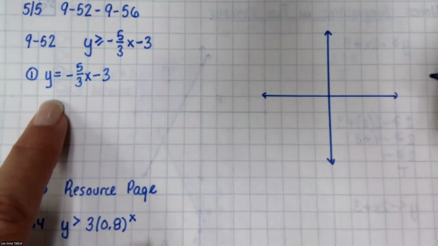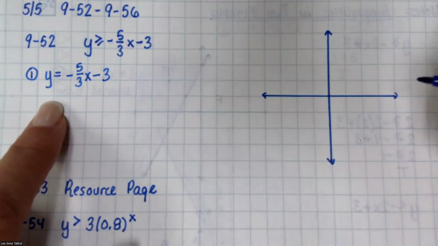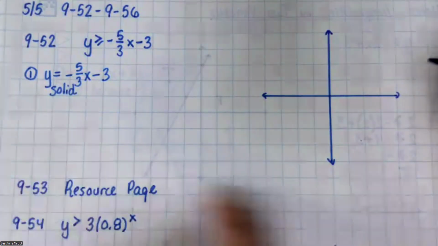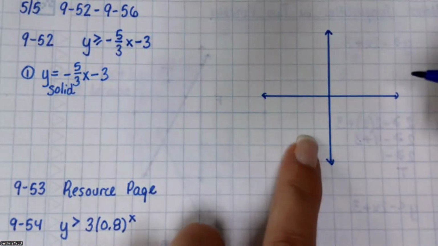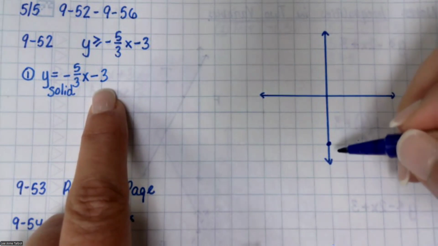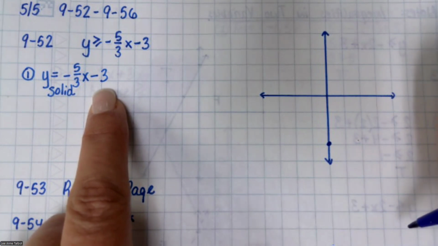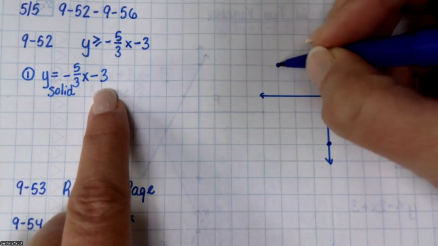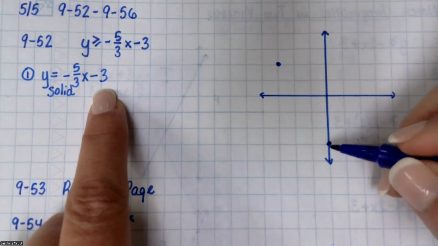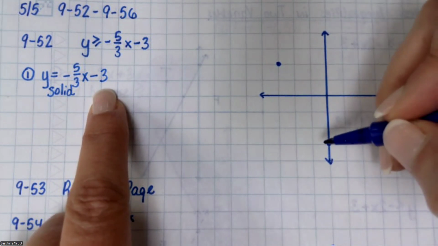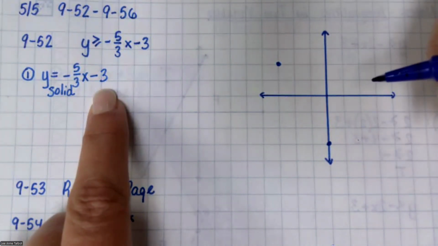And before I graph it, I need to decide if it's solid or dashed. Solid, great. Okay, so I start with the y-intercept of -3. And then I'm supposed to go down 5/3, but I can't because it's way off the graph paper. So instead, I'm going to go up 5 and back 3. Okay, let me say that again. I'm supposed to go down 5/3, but that's way off the graph paper. So I'm going to go up 5, back 3, and backtrack.